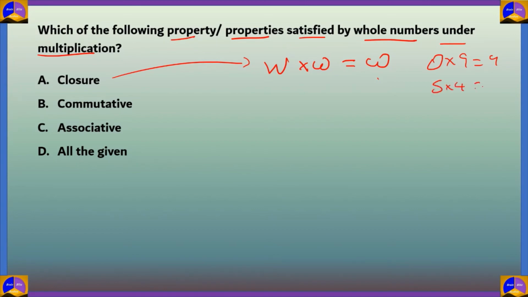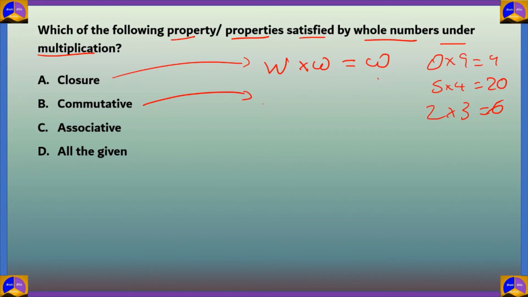5 times 4 is 20. 2 times 3 is 6. So 0 and 9 are whole numbers, and 0 is also a whole number. 5 and 4 are whole numbers, and 20 is also a whole number. 2 and 3 are whole numbers, and 6 is also a whole number. So closure property is satisfied by whole numbers.